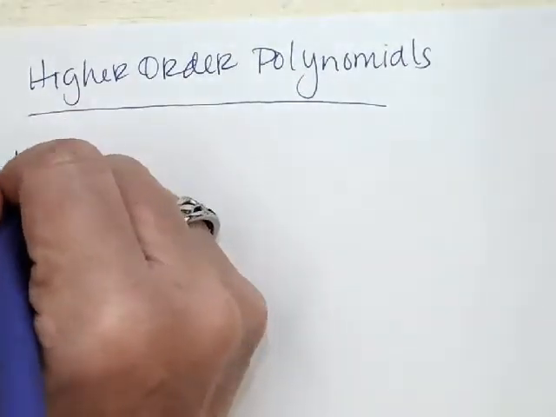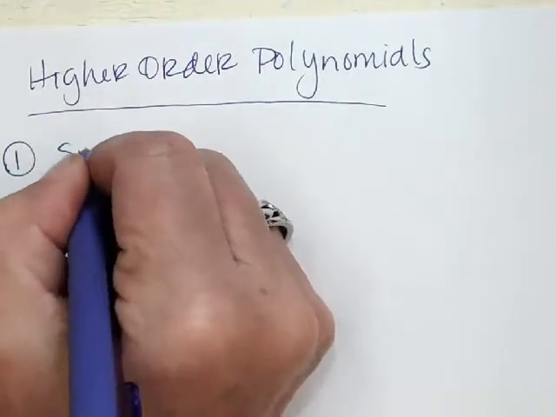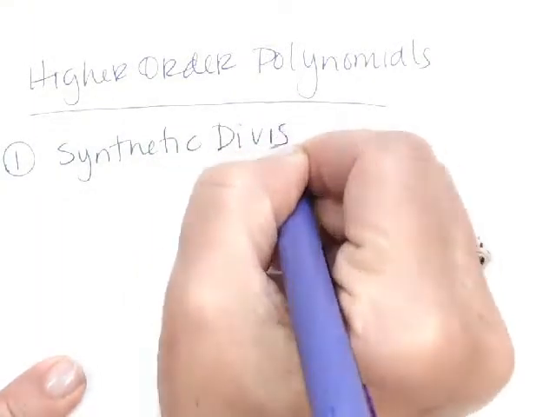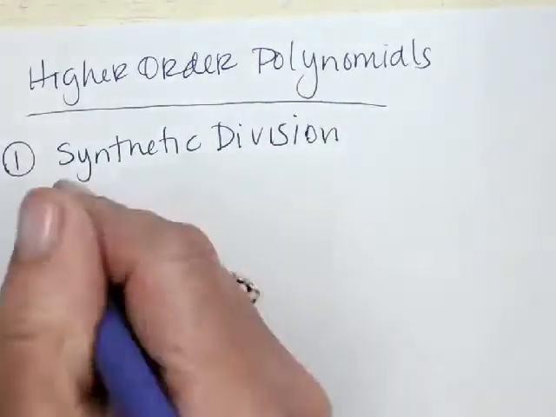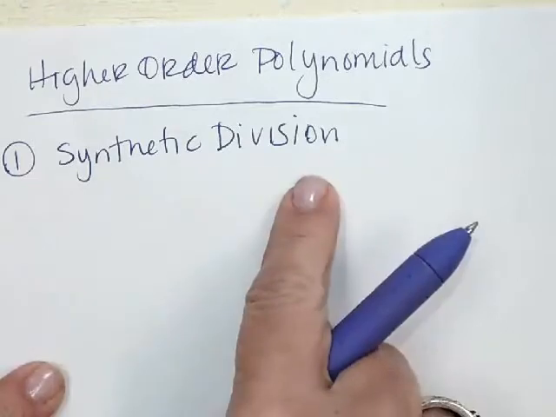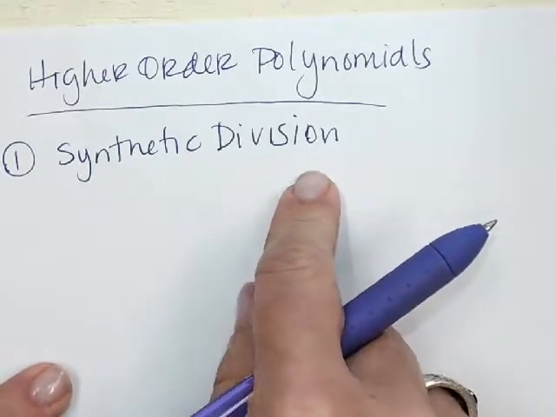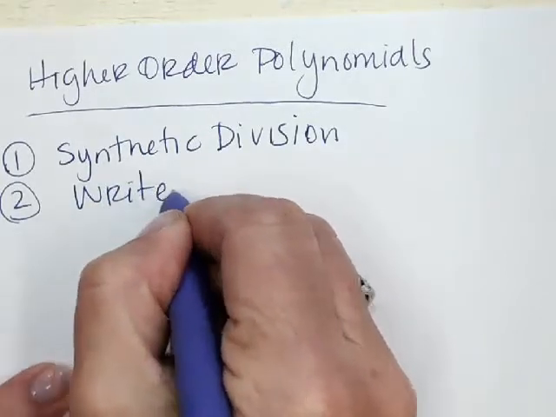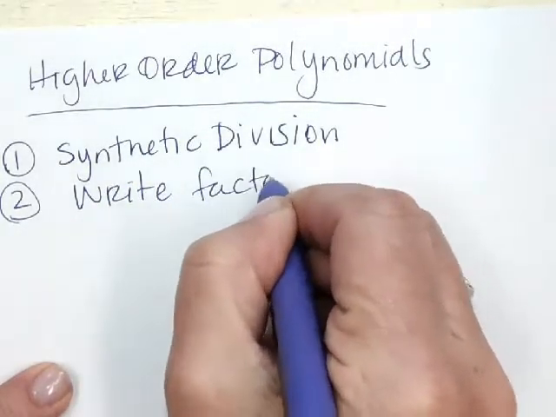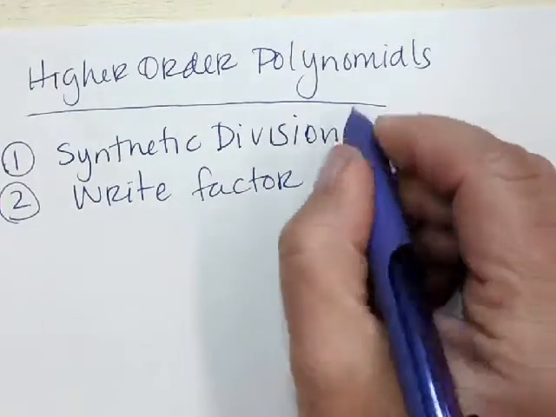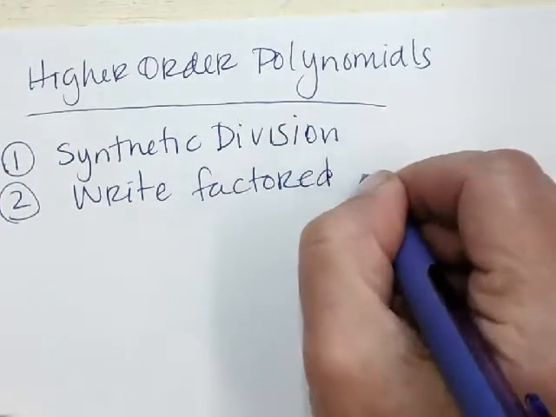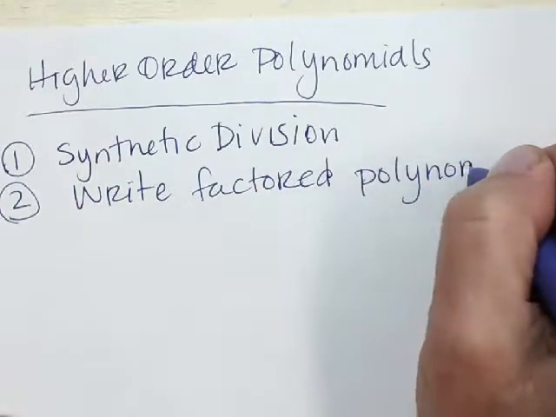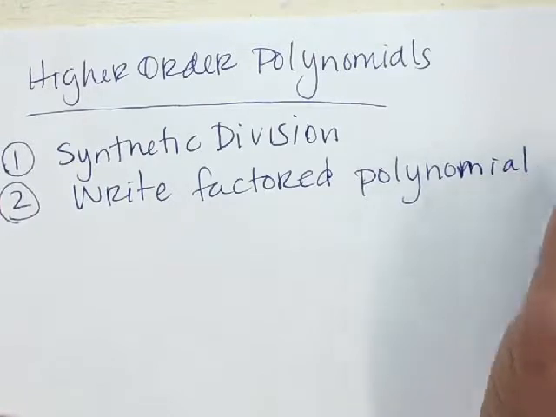First step is always synthetic division. I'm just going to do some examples as I do these. Once I do that division, I'm going to get a new polynomial, and it's going to be factored using that division. So I'm going to write the factored polynomial that I now have, and I'll explain that. Okay, I had to stop and write and talk anyway.